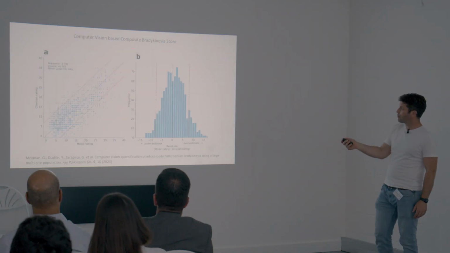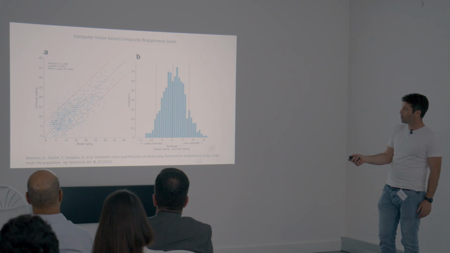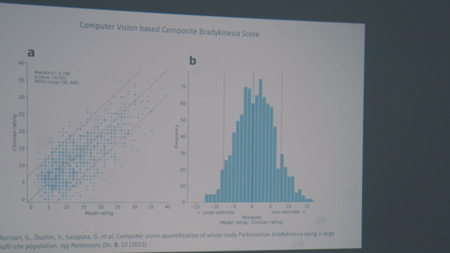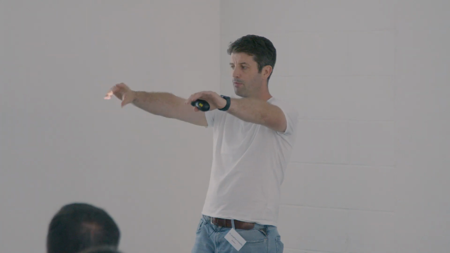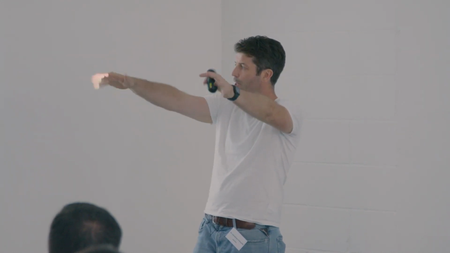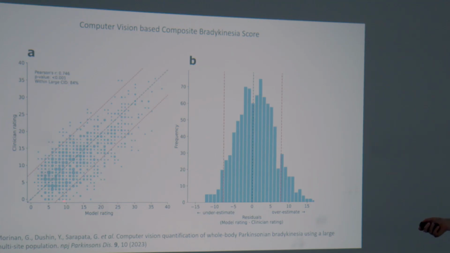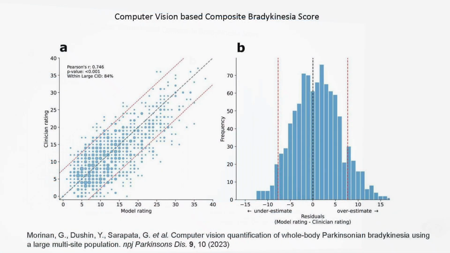This is from a paper that we published in Nature Parkinson's Disease earlier this year, which we're very pleased about. What we're showing here is if we take 5 different items, so 3 items of the upper limb, finger tapping, hand movements, and supination, pronation, and 2 items regarding the lower limb, toe tapping and leg agility, and we sum those scores up. So the model is giving an individual score for each of those 5 items, and then we sum them up for a particular patient. And then we look at what the clinician said as well.